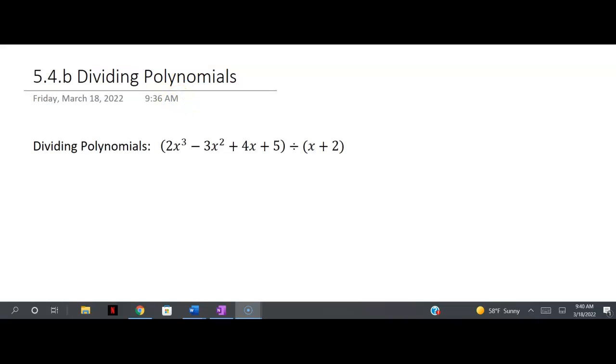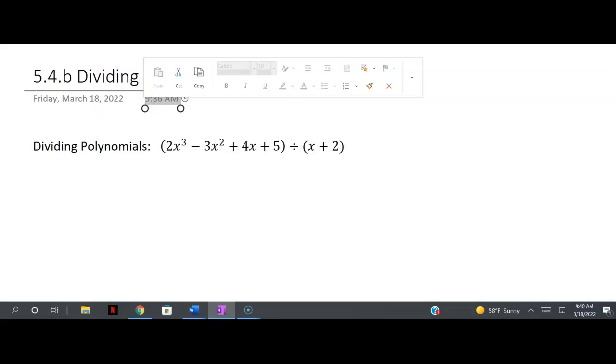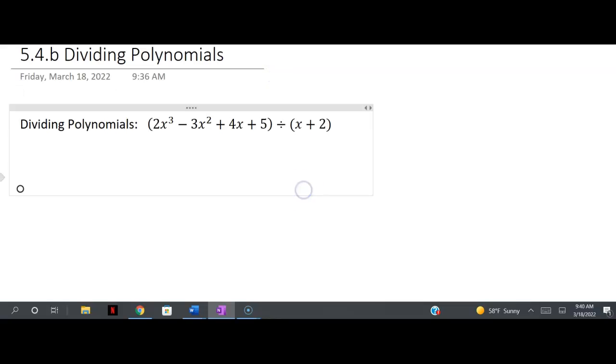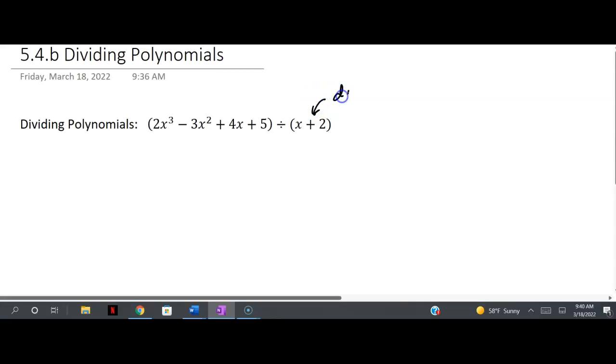Okay, so the first thing we have to do when we're going to apply long division now with polynomials is set it up. Remember, this is the divisor, and this is the dividend.